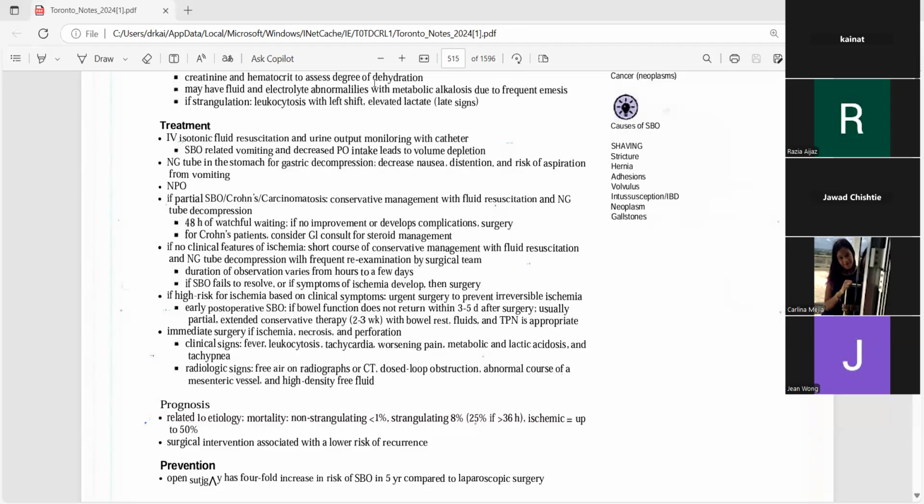If no clinical signs of ischemia, short course of conservative treatment with fluid resuscitation, then NG tube decompression. Usually they pass the flatus by that time, and the duration of the observation is basically from a few hours to a few days. If SBO fails to resolve, or if the patient develops some symptoms of ischemia, then basically surgery. So it's basically from 24 hours to 72 hours, so up to 3 days.